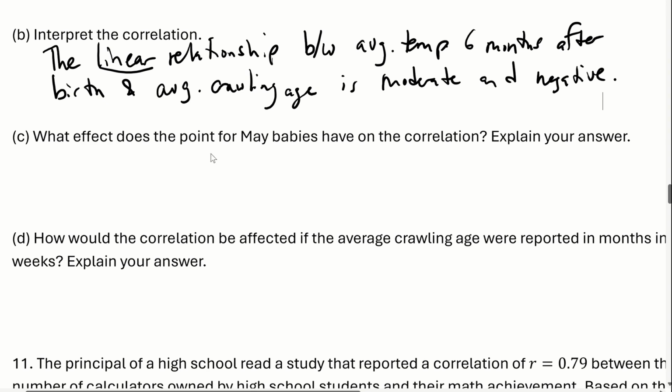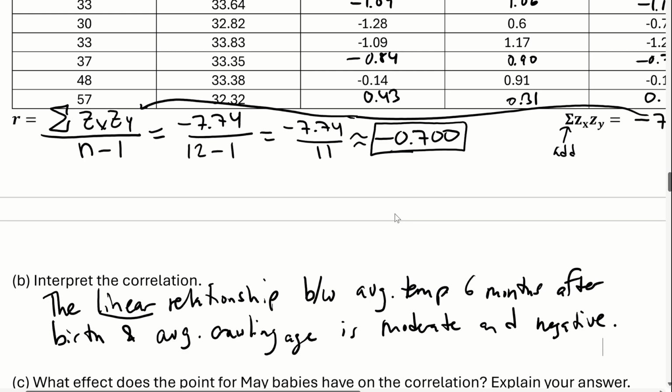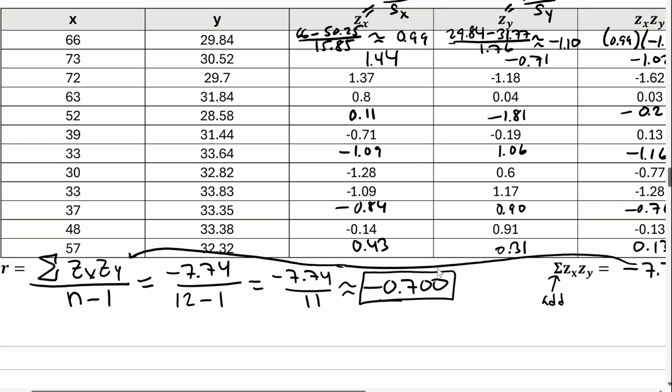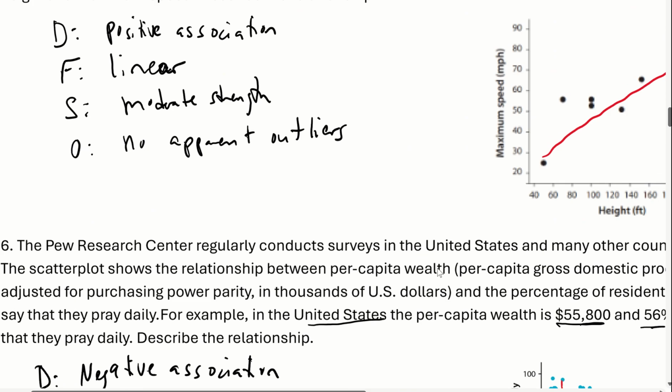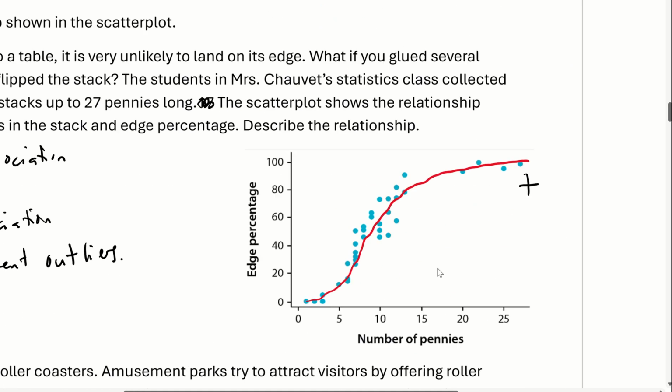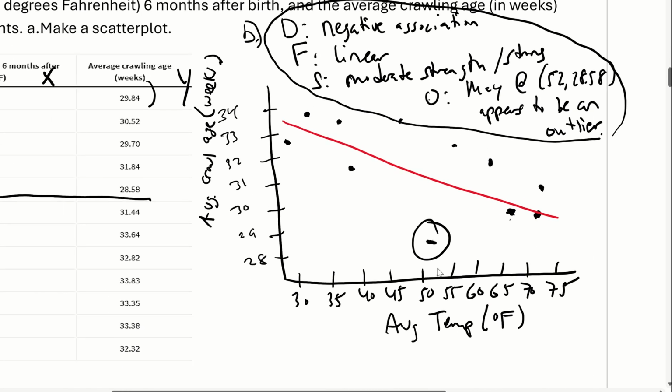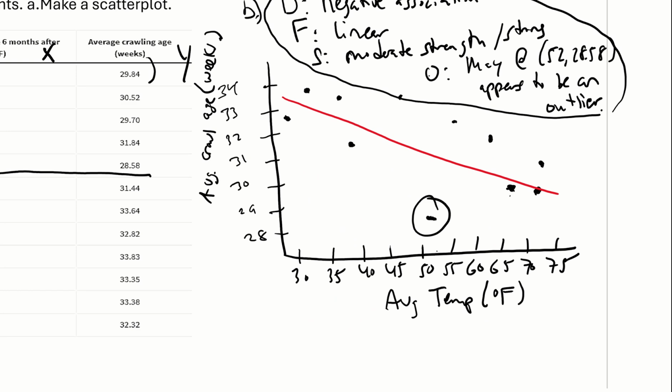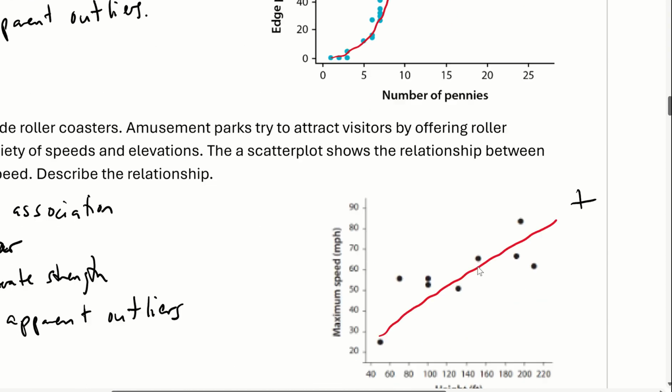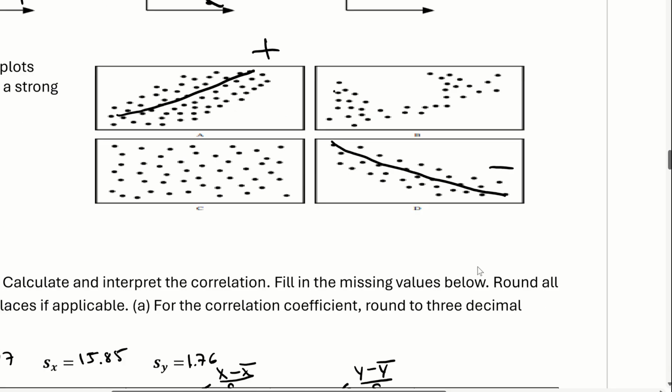What effect does the point for May babies have on the correlation? Okay, so let's look at the outlier. If I go back to the graph, number 3, this one that I circled, what does that do to the graph? Well, because that outlier is far away from the data pattern, it's going to weaken the correlation. It's going to weaken the relationship. That's all we have to say.